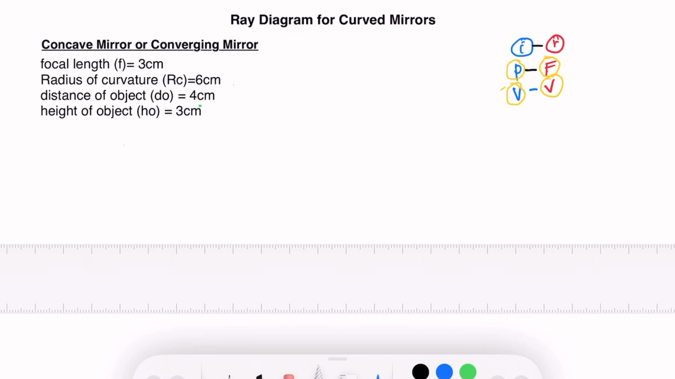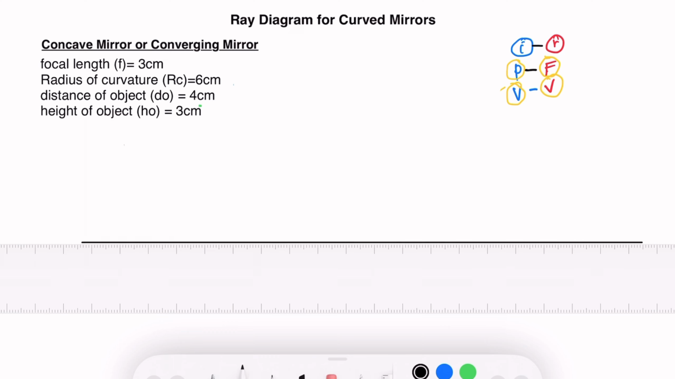So first thing is, again, let's draw the horizontal line, our principal axis, and we have to mark our vertex. Let's measure the focal length so that we can mark our focal point. That would be 3 centimeters away from our vertex. If we double our focal length, we can mark our center of curvature, or we can use the value of our radius of curvature here, which is 6 centimeters. So let's draw our concave mirror.